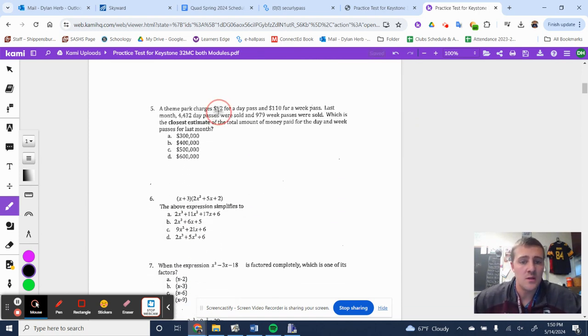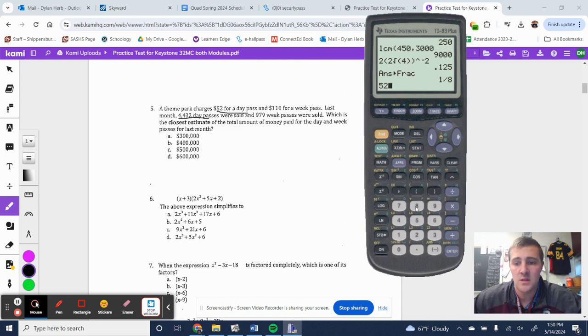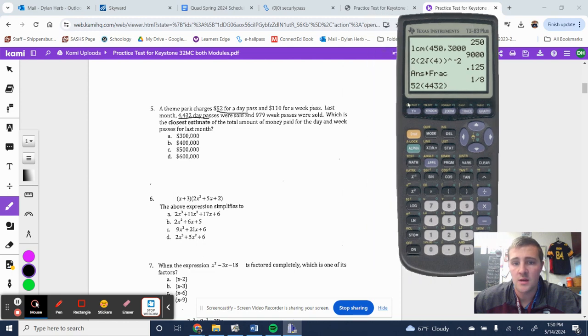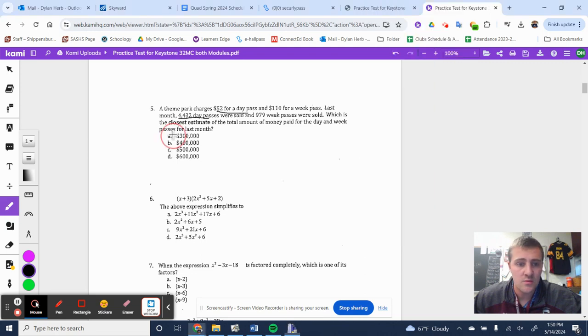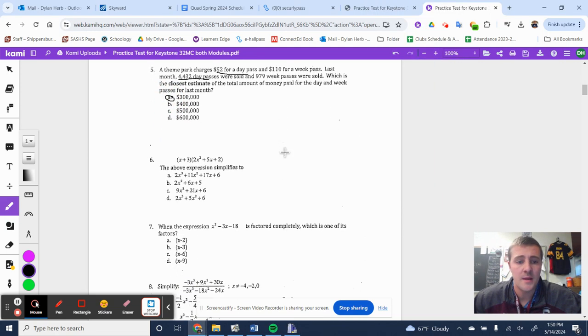For this one, $52 for a day pass, and there's 4,432 of them. So we'd be multiplying those together. So 52 times 4,432. This value here is going to find how much money came from day passes, and then for weekly, we're going to be adding on the weekly. So we're going to add on $110 for 979 weekly passes. So I'm doing this all in one step here, 338,000, sorry. And that would actually round down to 300,000. So that's going to be A.